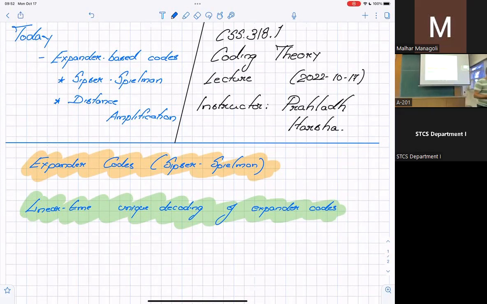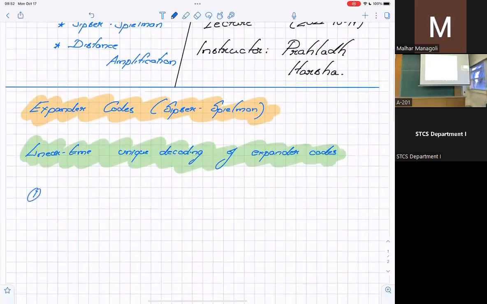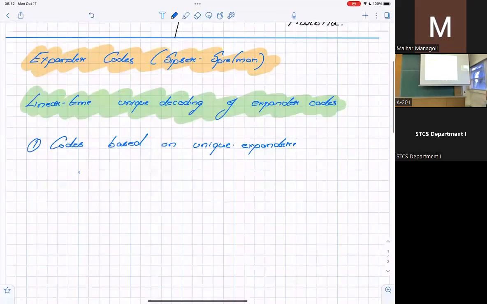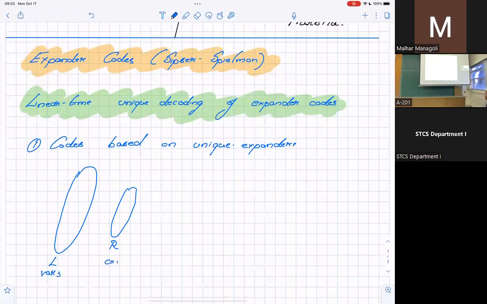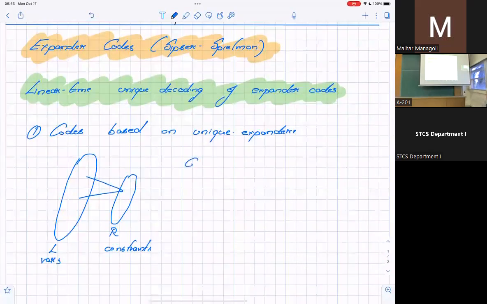time decoding. So the first thing which we saw was codes based on unique expanders. In particular, we had this graph G, with the left side being the set of variables and the right side the constraints.